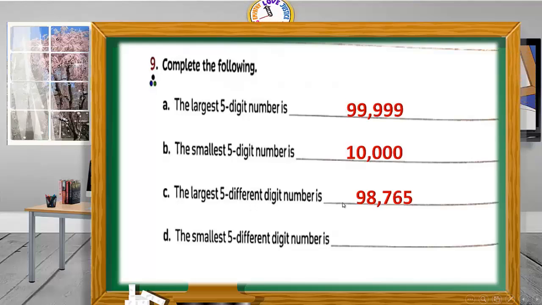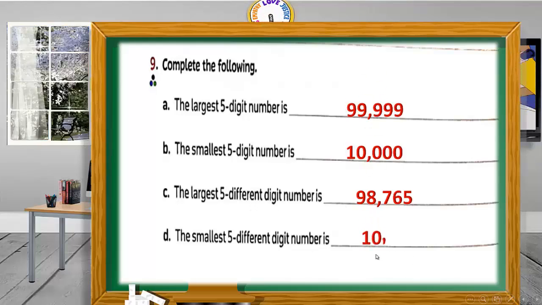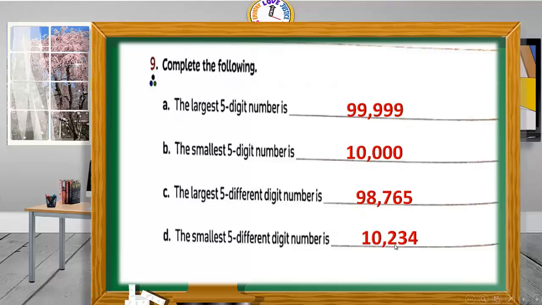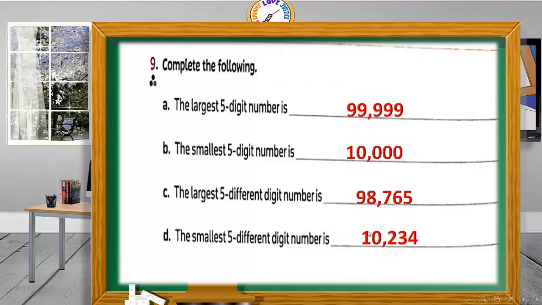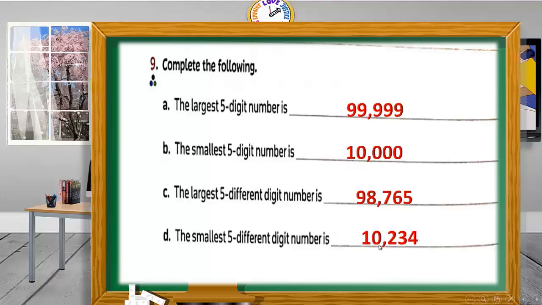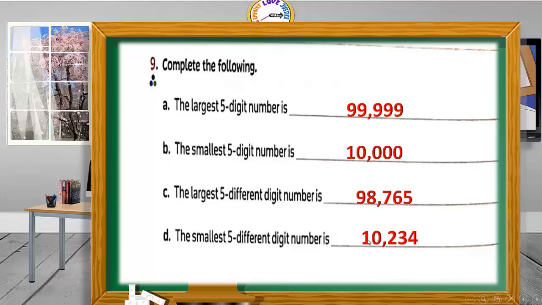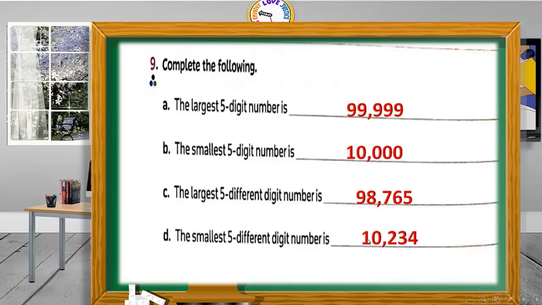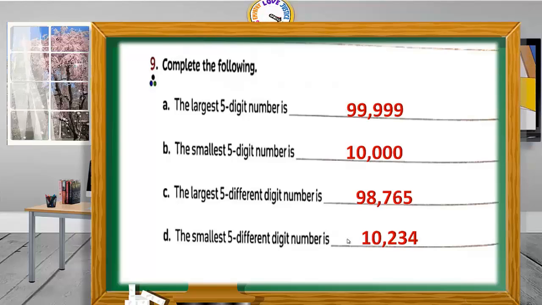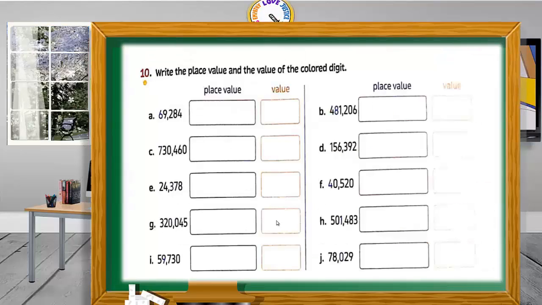Okay? So we will write 10, 2, 3, 4. The smallest digit is 0, but we said we can't put 0 in the highest place. Okay? Next one, number 10.